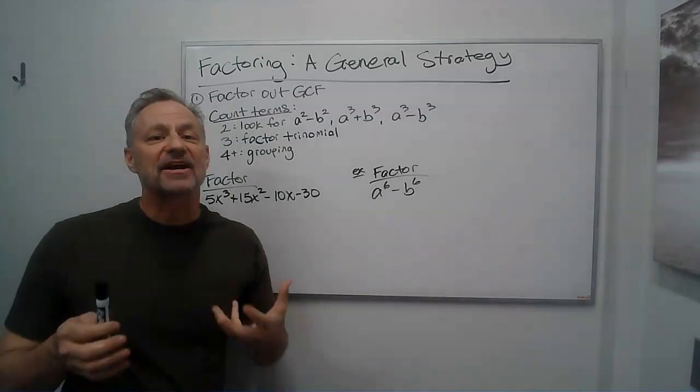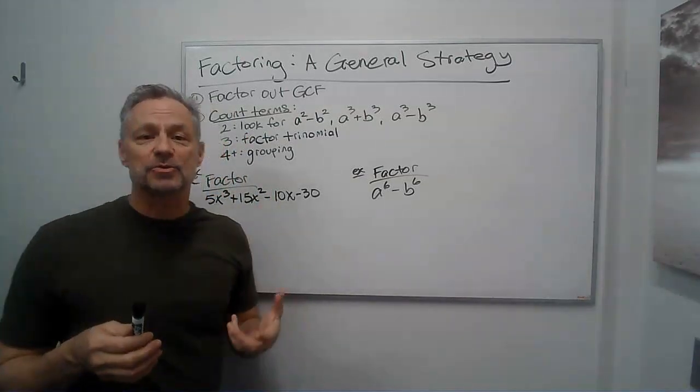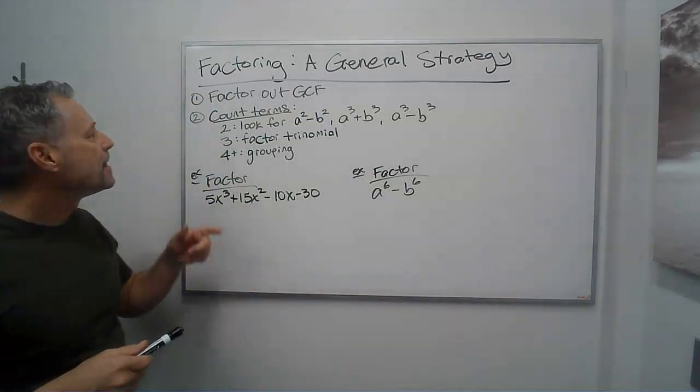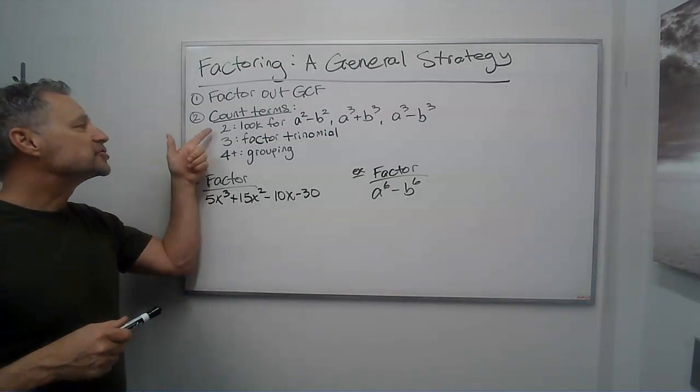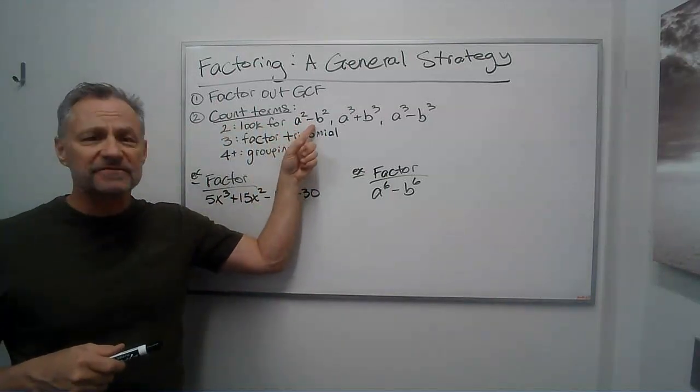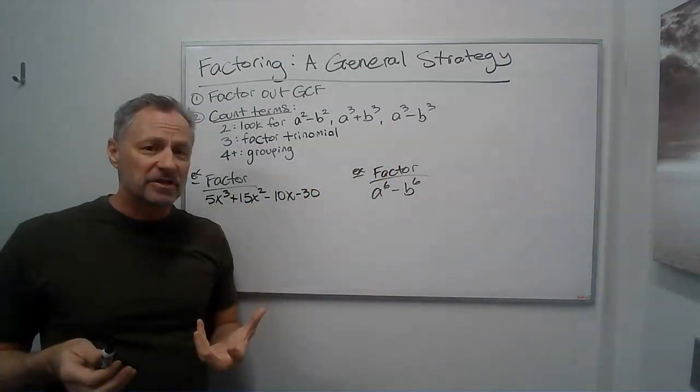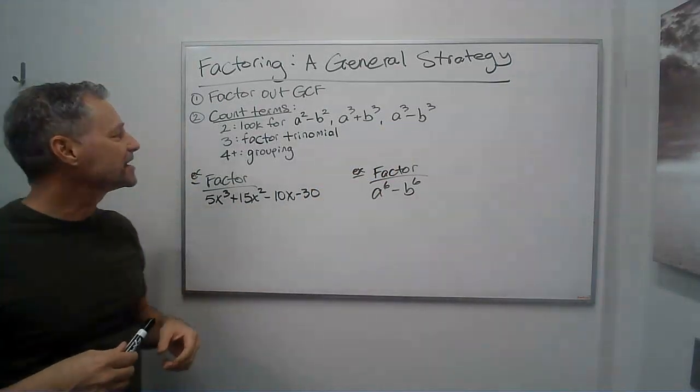Okay, so we need to factor something. So here's the process we're going to go through. First, we're going to factor out any greatest common factor. Second, we're going to count the terms. If there's two terms, look for the difference of squares, the sum of cubes, or the difference of cubes. We have formulas for all those that we can use to simplify things.